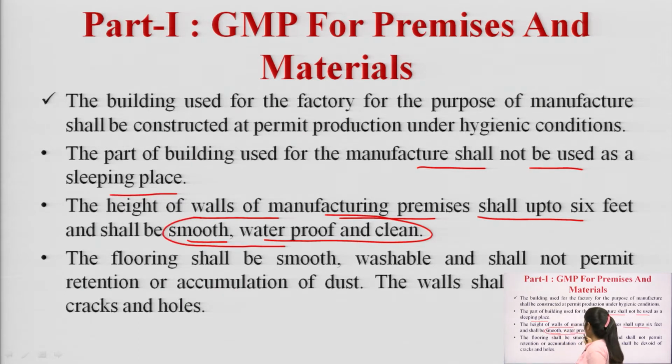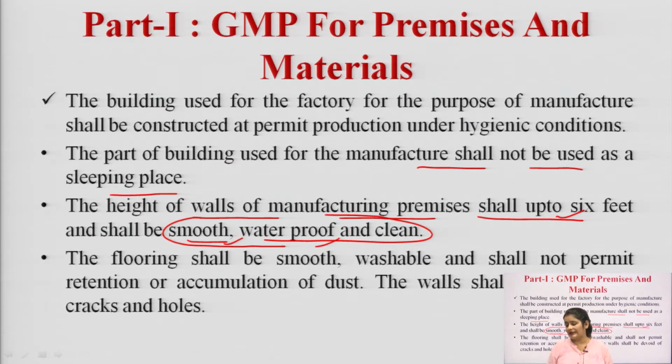So, while making building premises, we should take care of these things. That means the wall should be of 6 feet, should be smooth, waterproof, so that the walls can be washed on a daily basis. Okay.